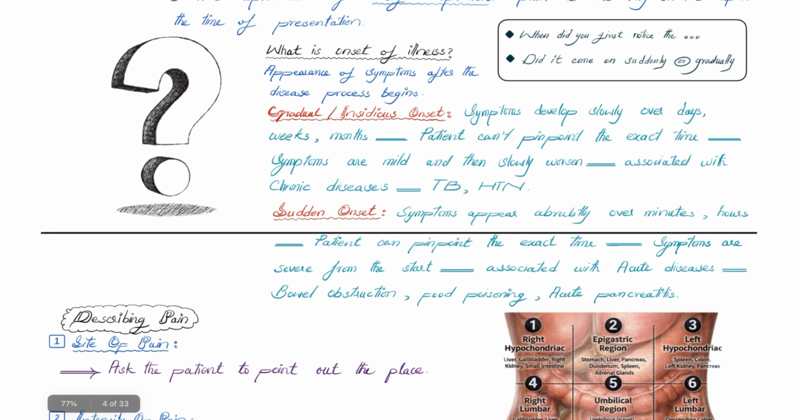Then another one is sudden onset. If a disease or illness has sudden onset, that is a medical emergency. For example, symptoms appear abruptly over minutes and hours, and the patient can pinpoint the exact time. Symptoms are severe and excruciating from the beginning, and it is associated with acute diseases. That's why there is a need for immediate medical care. For example, bowel obstruction, food poisoning, and acute pancreatitis.